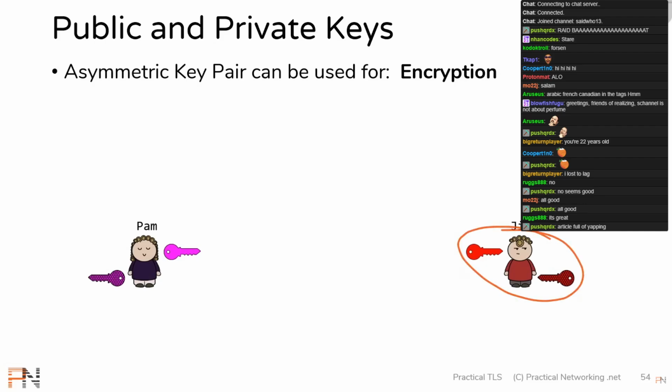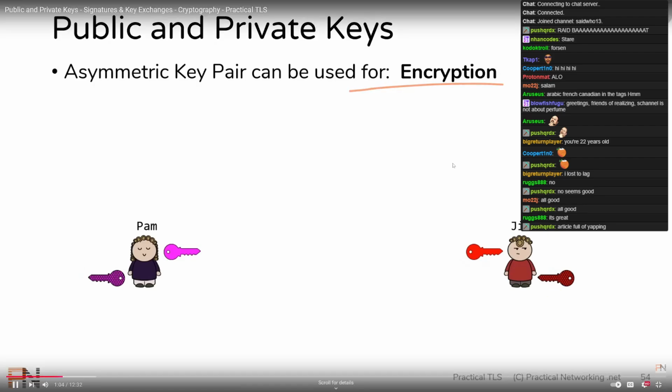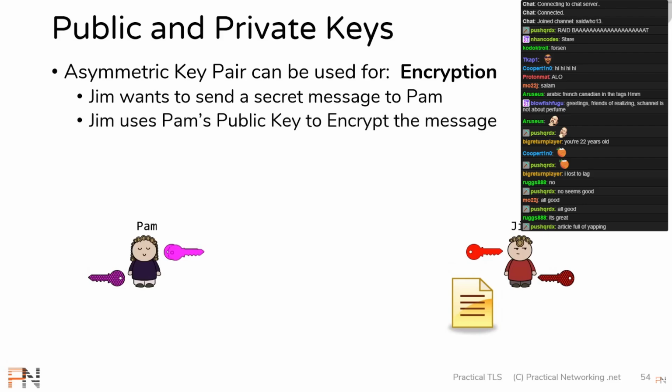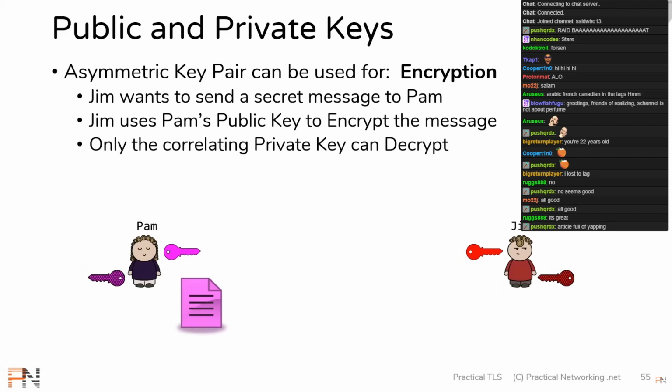Jim also has his own set of public and private keys, and let's say Jim has a message that he wants to send to Pam securely. Well, what he can do is use Pam's public key to encrypt that message. Now, the only key in the world that can decrypt this back to the original message is the correlating private key, which only Pam has, because again, the private key is never shared. That message can be sent across the wire safely, knowing that only Pam has the required key to decrypt the content of that message and extract the original plaintext. And this is how asymmetric keys are used to provide confidentiality.